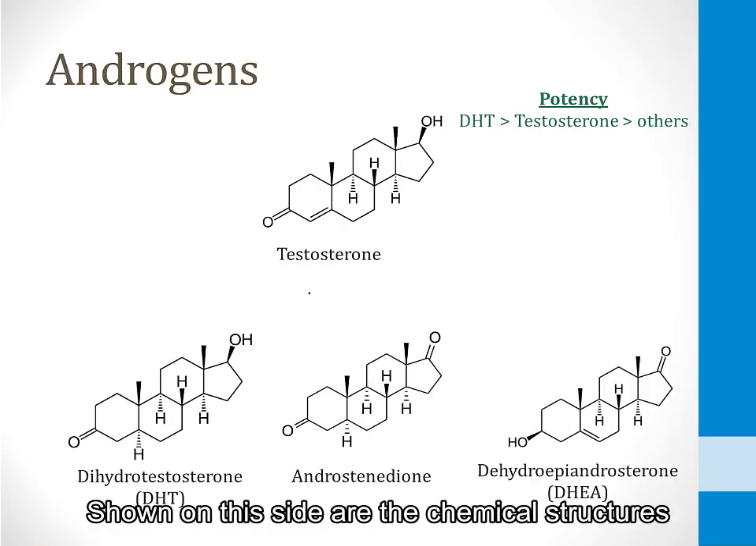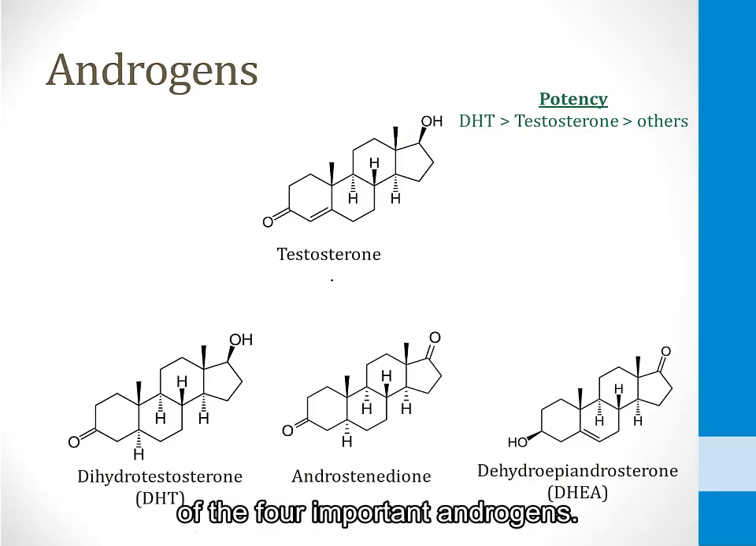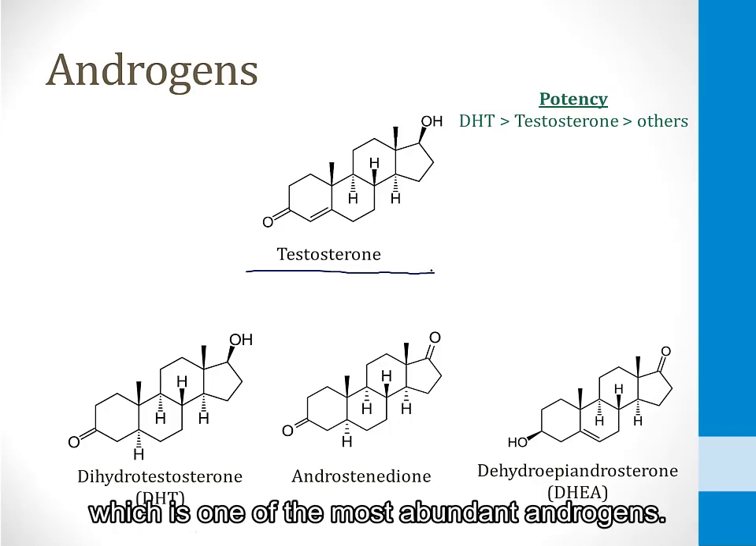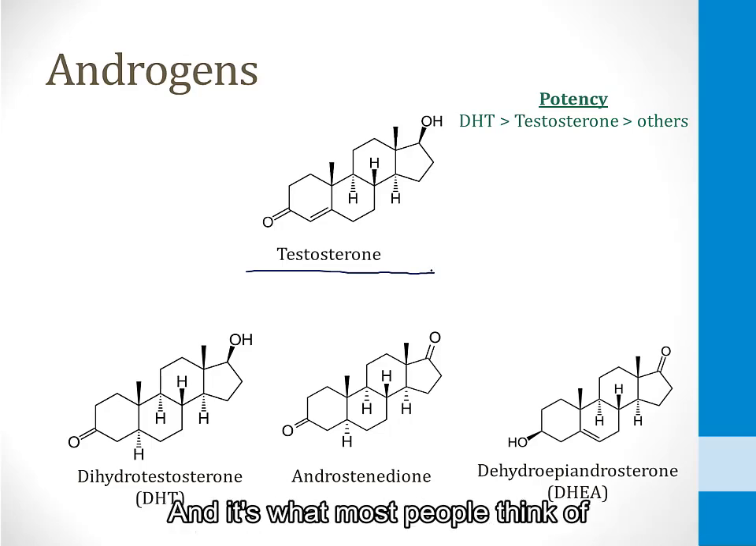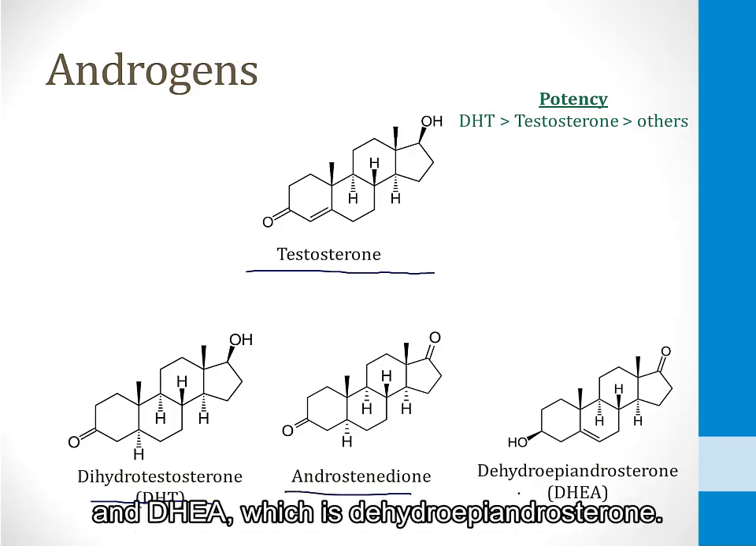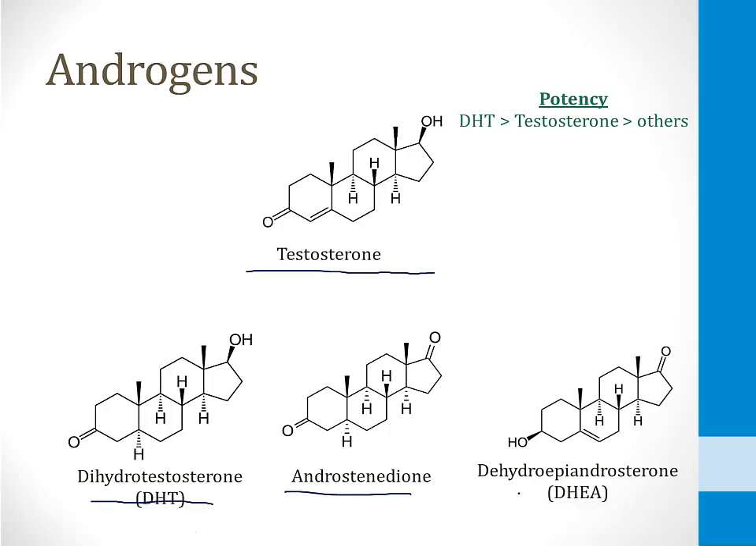Shown on this slide are the chemical structures of the four important androgens. At the top of the screen is the structure of testosterone, which is one of the most abundant androgens, and it's what most people think of when they think of a male hormone. At the bottom of the screen is the structure of dihydrotestosterone, or DHT. I've also shown the structure of androstenedione and DHEA, which is dihydroepiandrosterone. At the top right of the screen, I've listed the potency.